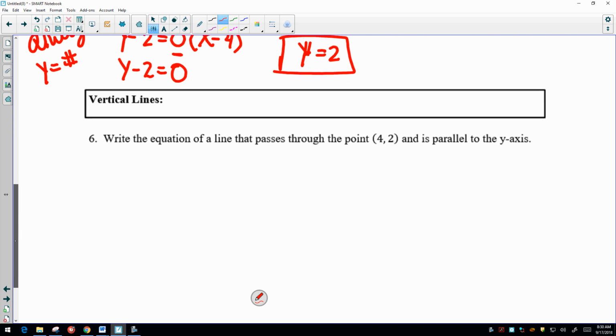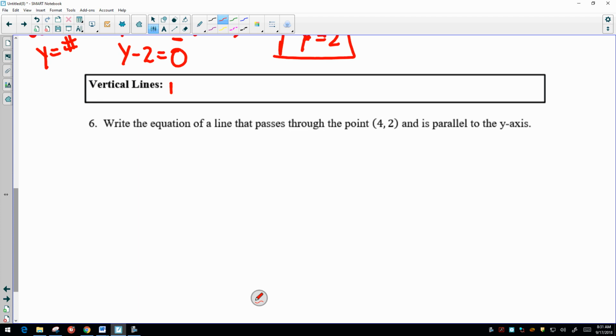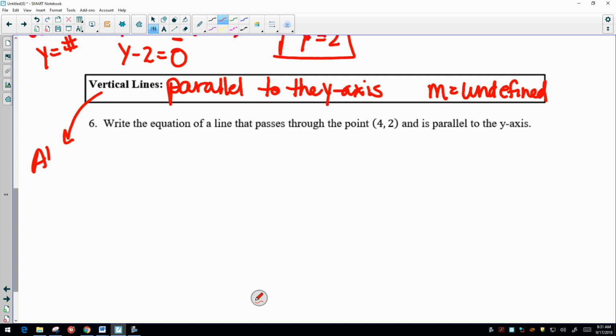So vertical lines are similar, but vertical lines this time will always be parallel to the y-axis. So again, you could take 2 points on the y-axis, calculate the slope, and what you're going to notice is the slope is always undefined. Any vertical line will always have a slope that's undefined. Okay, so if it's always undefined, well, let's think back to how we did our horizontal lines. They were always in the form of y equals a value. Well, your vertical lines will always be in the form of x equals some number. And that number, again, comes through the point it's passing through.